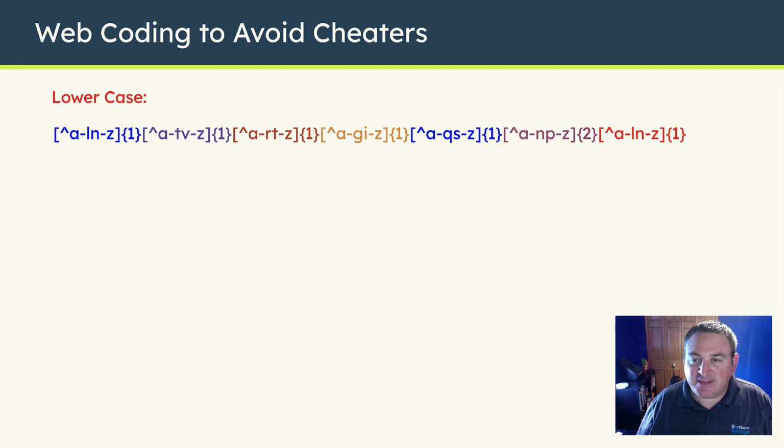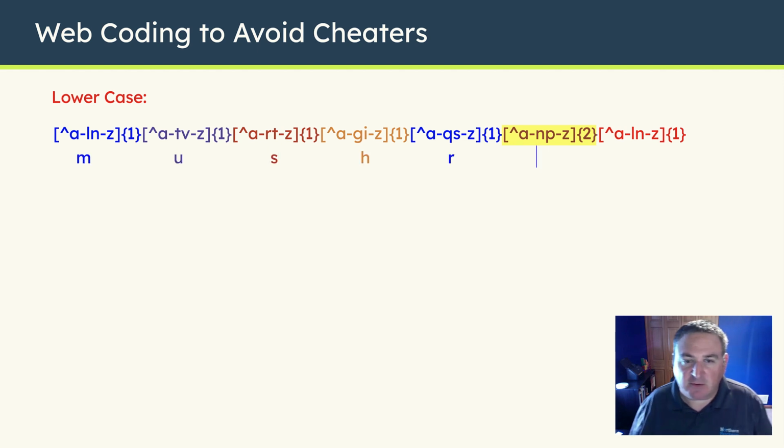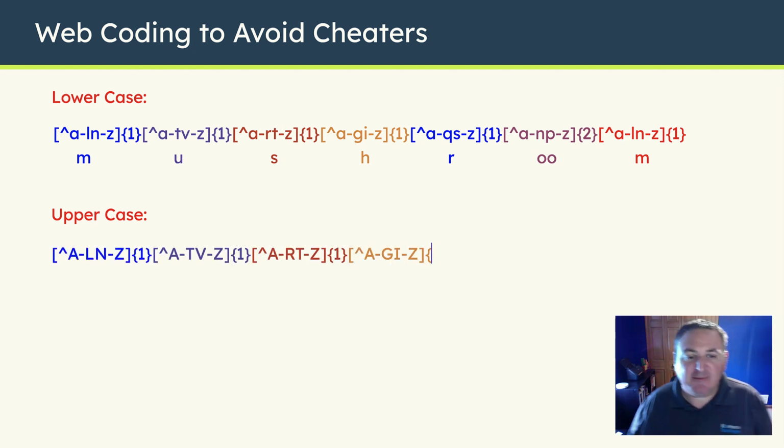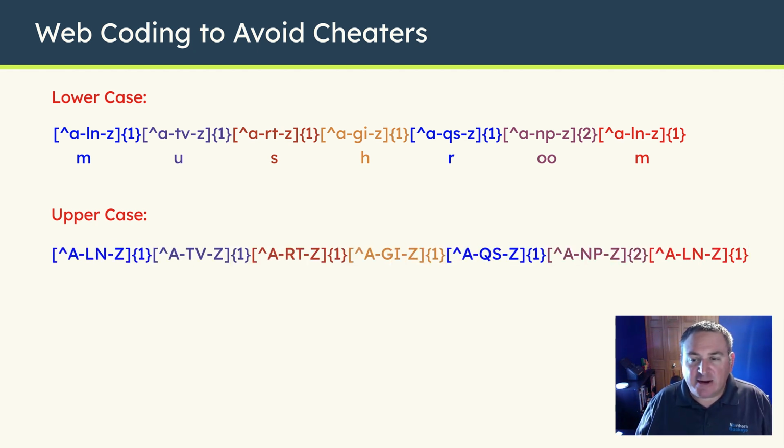If you look towards the end, you'll see a {2} in curly brackets. And what that is, that's our double O for mushroom. So if you look at the screen right now, there is our word mushroom spelled out in web coding, okay? We can also use uppercase, okay? So for uppercase, we've got the same thing, except all the characters in the brackets are uppercase characters. So again, here's what your word spells out to.